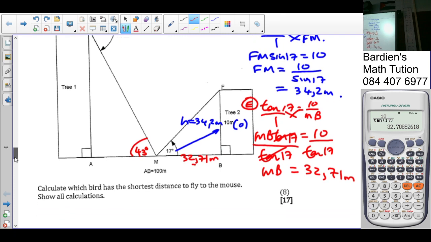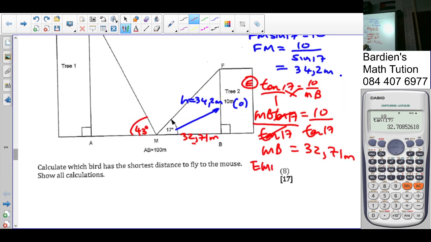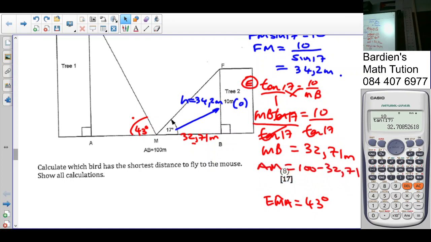So what do we do now? We must state that angle EMA is equal to 43 degrees, which we drew right in the beginning on the diagram. So we're going to calculate AM. It's 100 minus this here, not so? 100 minus 32,71. I should have done that first. So 100 minus 32,71 gives you 67,29.